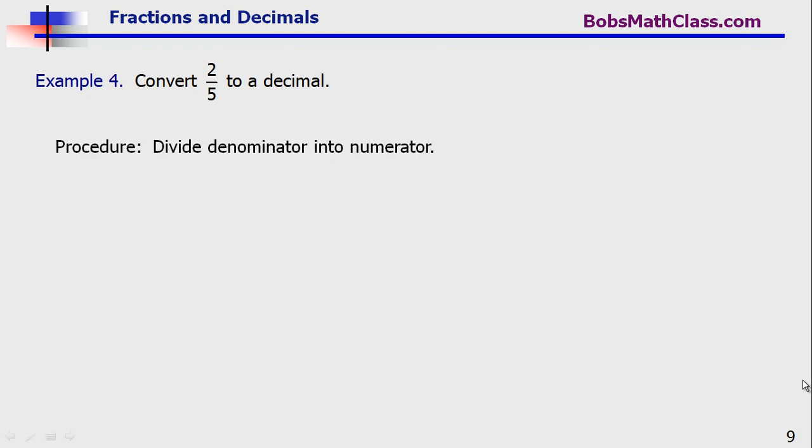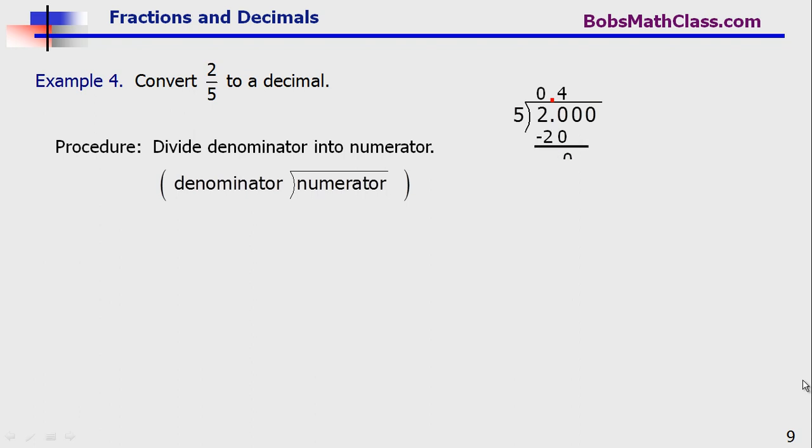Okay. Denominator into numerator. 5 into 2. Bring your decimal point straight up. 5 goes into 20 4 times. Oh, that's it. It didn't have a remainder, so our answer is just 0.4. I didn't need all those zeros. And that's okay, no harm. Okay, so the answer was just 0.4. Let's move on.